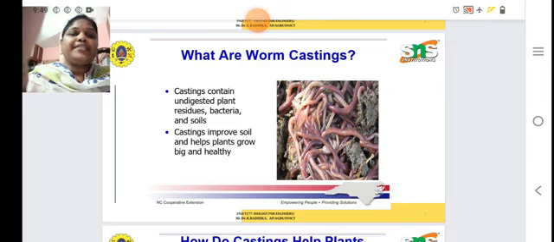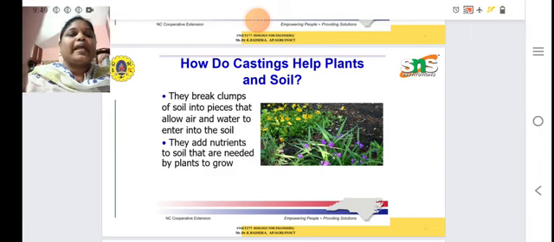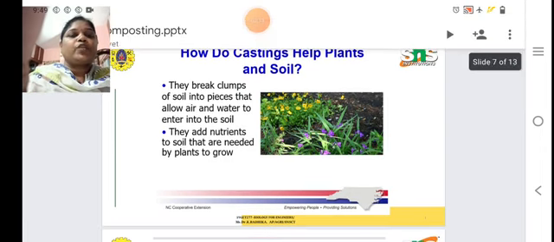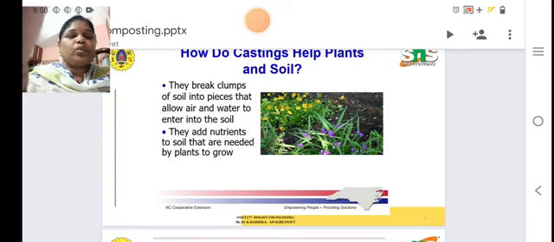Castings contain undigested plant residues, bacteria and soil. Castings improve soil and help plants grow big and healthy. How do castings help plants and soil? They break clumps of soil into pieces that allow air and water to enter the soil. They add nutrients to the soil that are needed for plant growth. Vermicomposting gives some of the major nutrients to the soil needed for plant growth.